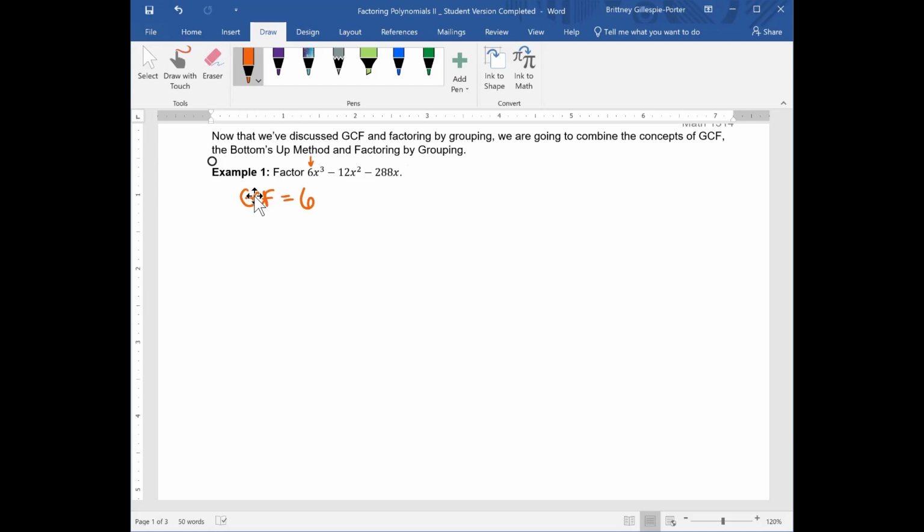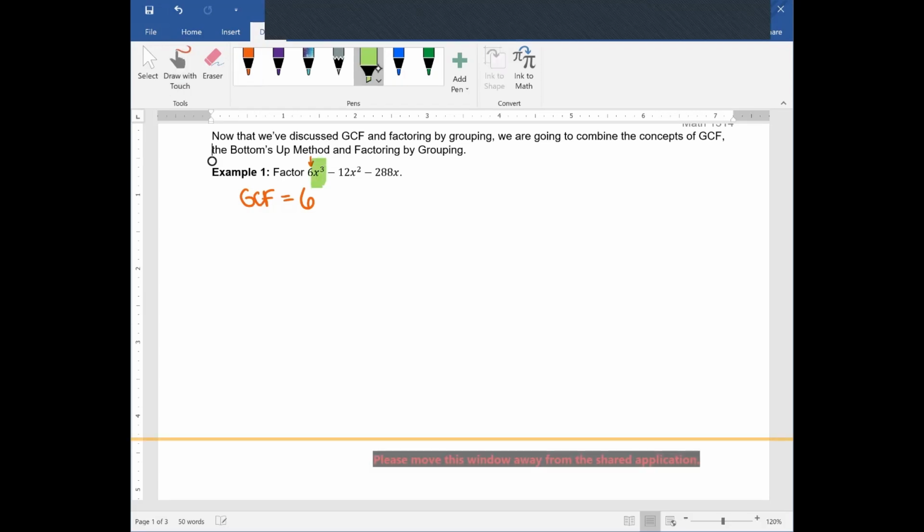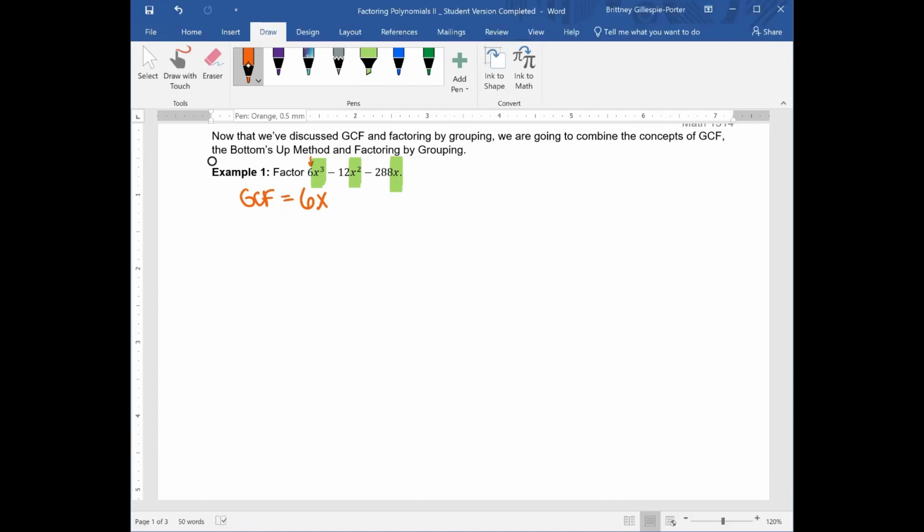Notice that each of our terms does have an x, so we need to figure out x to what power is going to be in our GCF. Remember, we can only take out what everybody has. Our last term, that 288, only has an x to the first, so that's all we can take out, which means our GCF is going to be 6x.